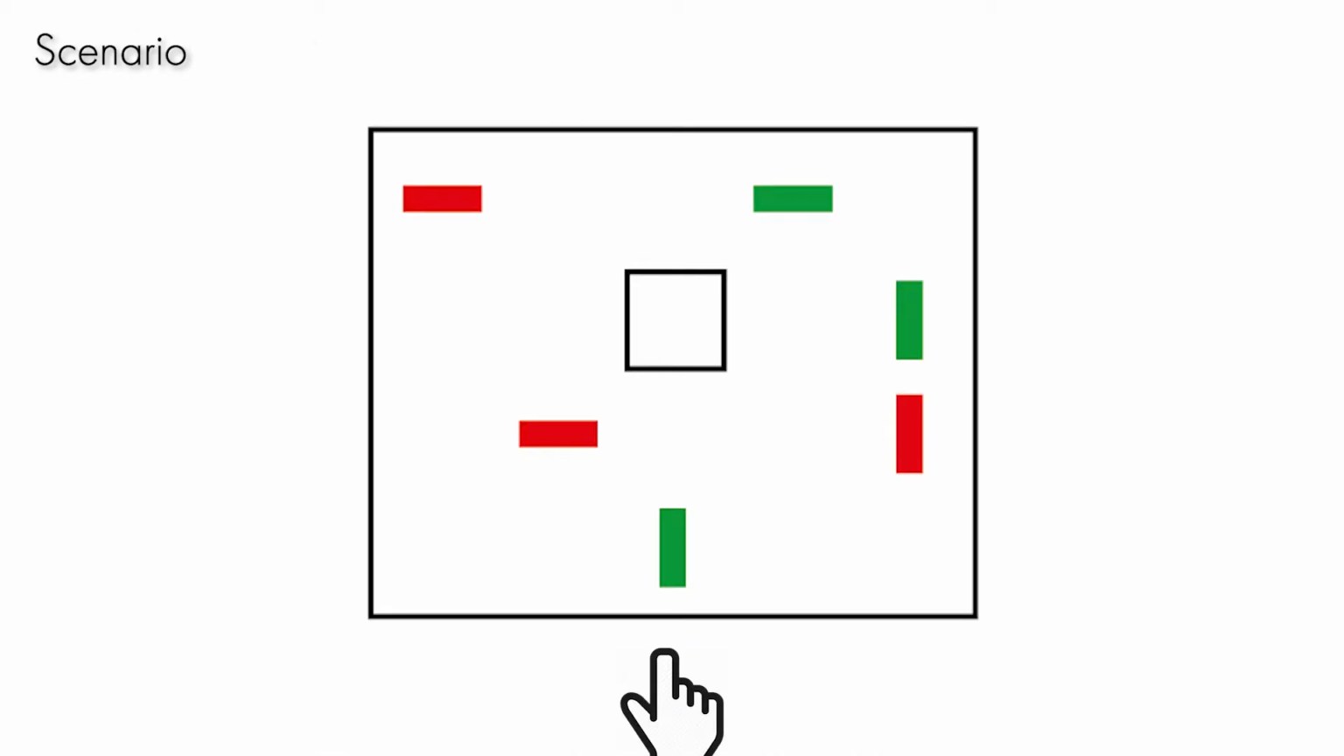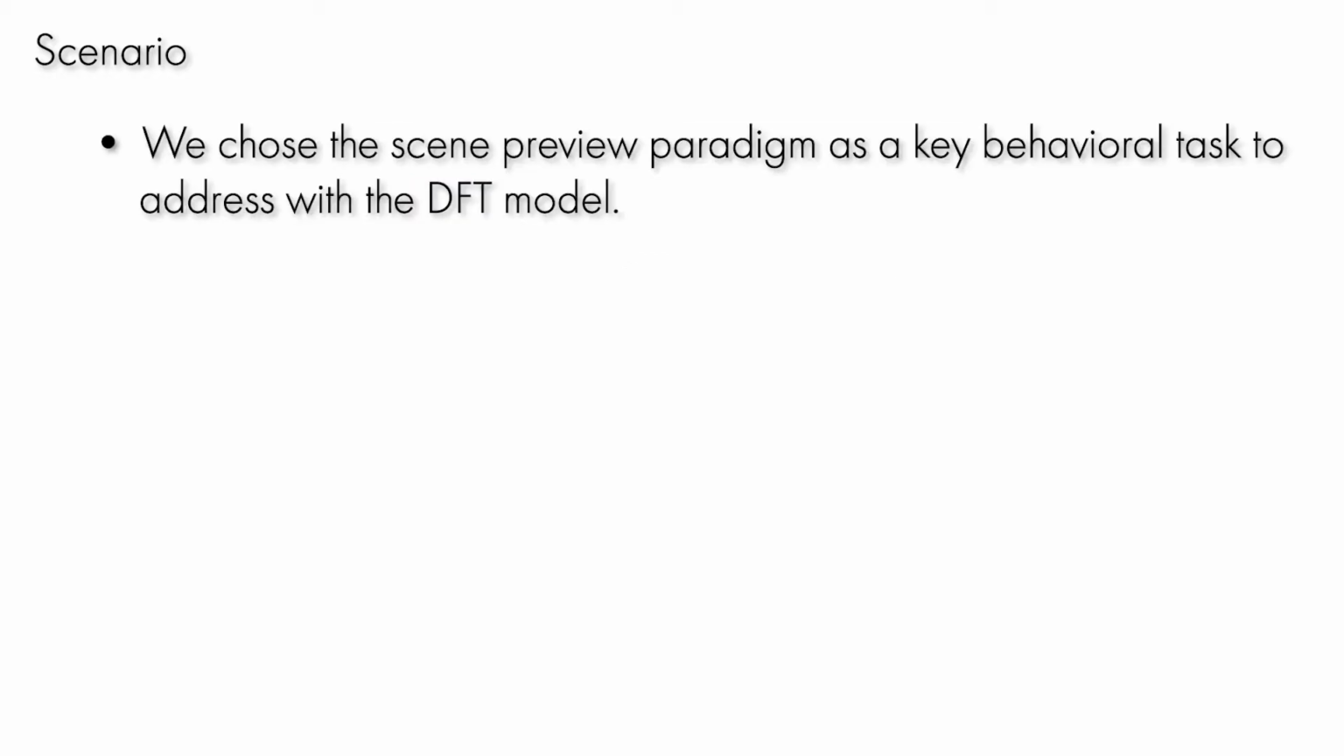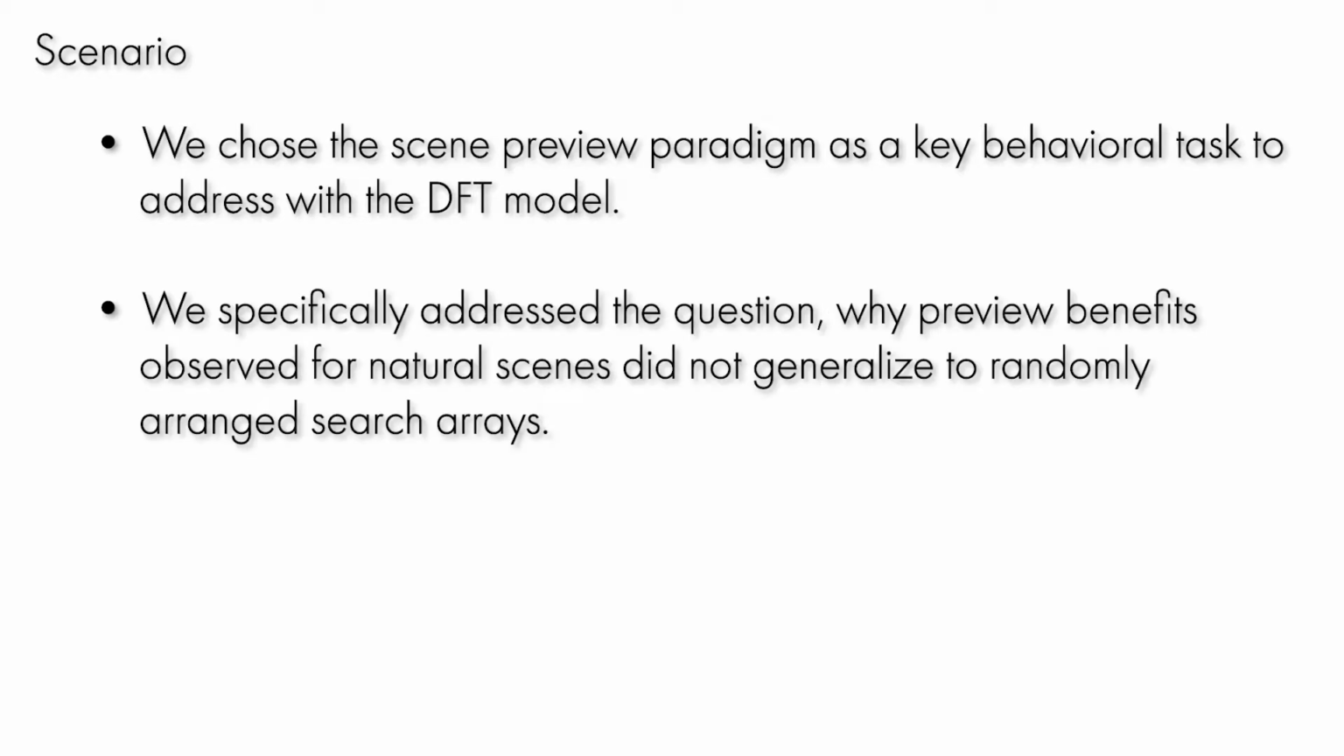Both experiments and model simulations are based on a scenario in which participants explore a visual scene, are cued at some point to a visual search task by a sample target object that appears in the visual array, and then respond by indicating the location of a matching visual object. We chose the scene preview paradigm as a key behavioral task to address with the DFT model. We specifically address the question why preview benefits observed for natural scenes did not generalize to randomly arranged search arrays.